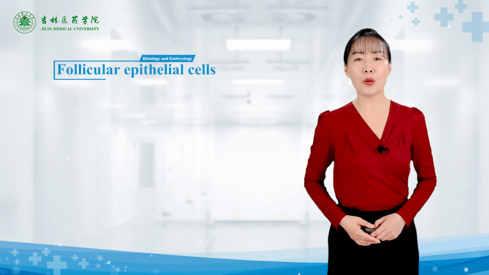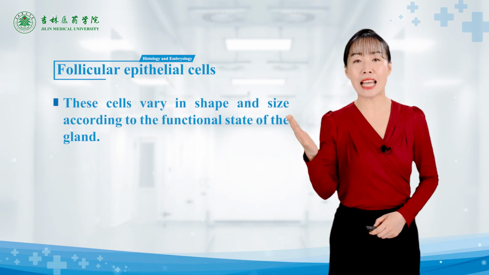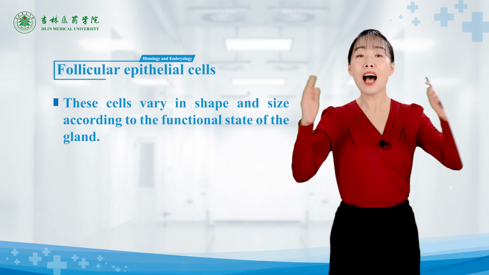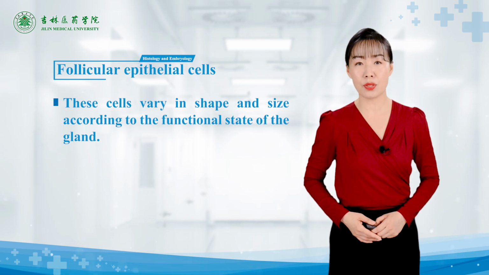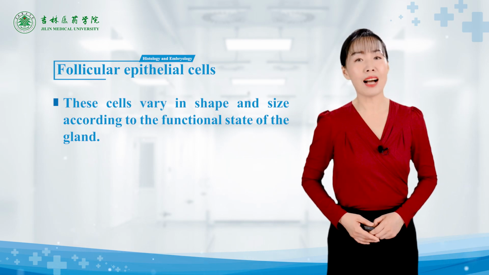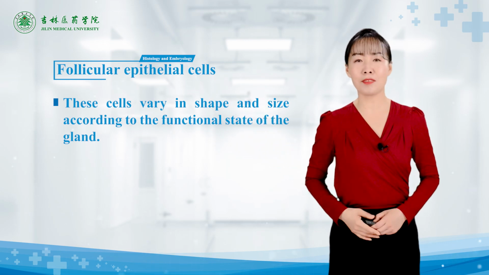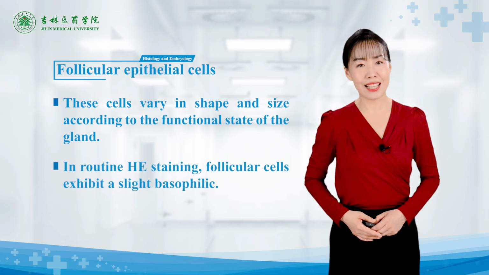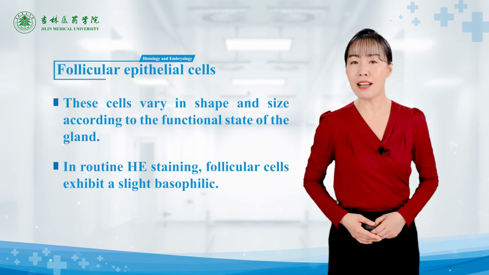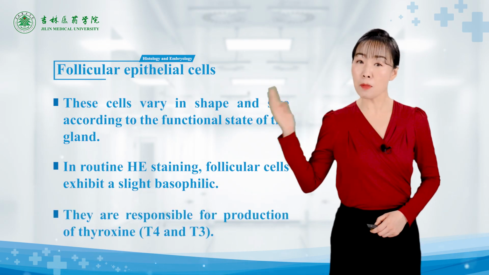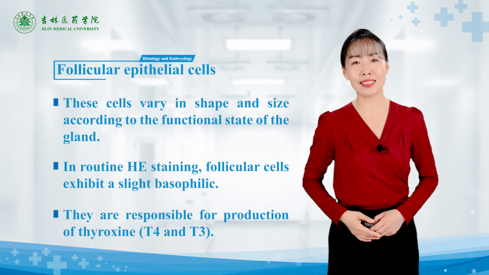Follicular epithelial cells vary in shape and size according to the functional state of the gland. Larger follicles with cuboidal or columnar epithelial cells are considered hyperactive, while squamous cells are hypoactive. In routine HE staining, follicular cells exhibit a slight basophilia. They are responsible for production of thyroxine, T4 and T3.